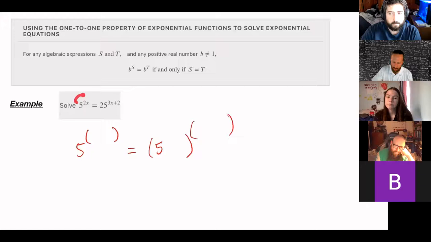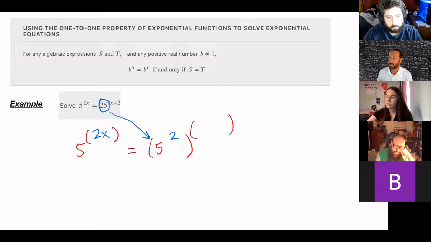But the problem is, we have 5 to a power here, which is easy. But I notice this side over here, I can also write as 5 to a power, can't I? This 25, I can rewrite as a different looking 25. Does everybody agree that that's still 25? But don't forget, I also had a 3x plus 2 up there, didn't I? So be careful, you got to remember some of your exponent rules. Do you guys remember exponent rules? If not, we will be reviewing those next week.